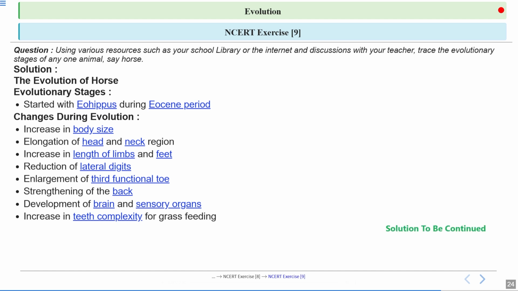So see, all these features are developing, and they are being inherited by the next generation also. So there was a variation. This variation occurred, and this variation gave rise to new characteristics. These characteristics help these organisms, in this case the horse, to survive in that particular condition.